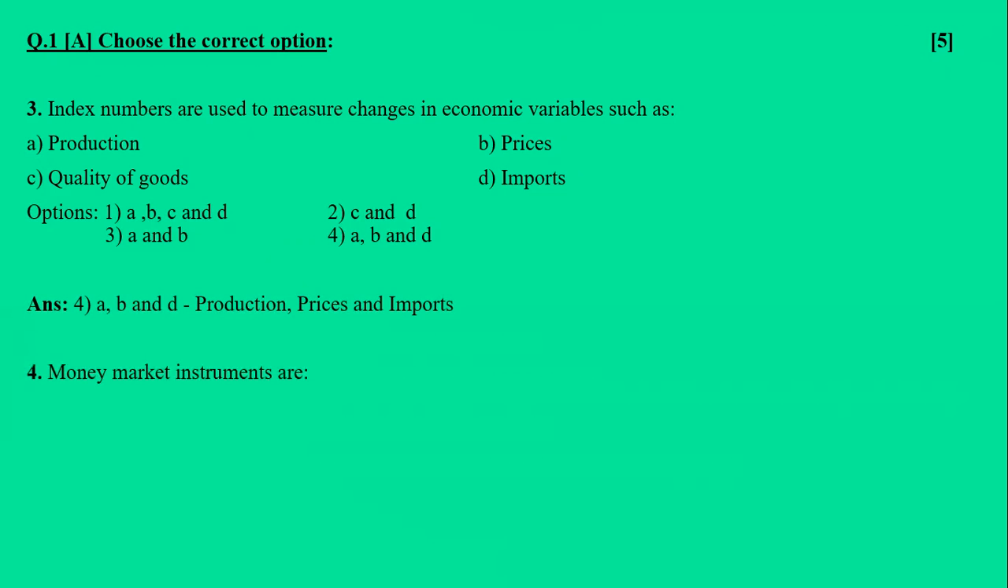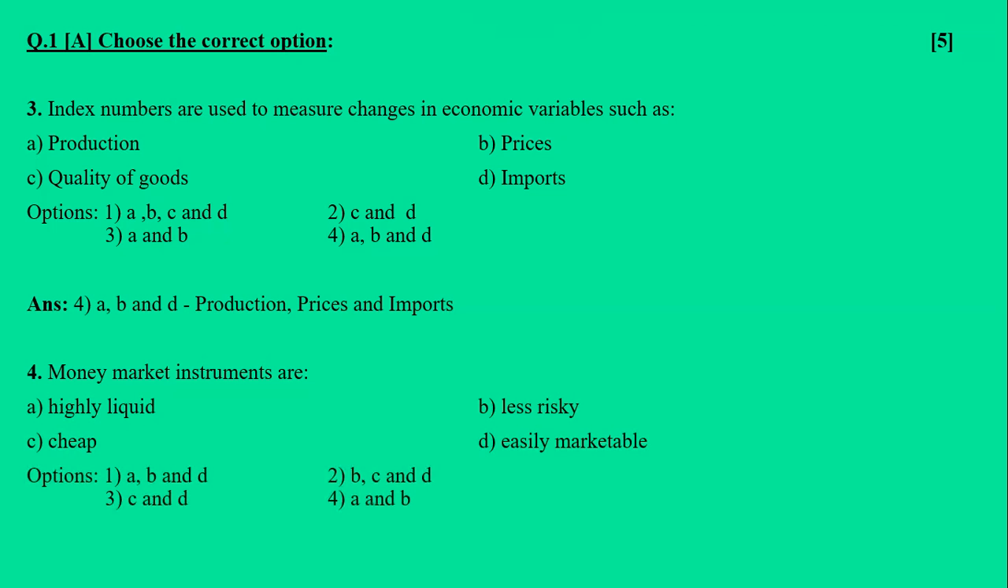Now, first statement. Money market instruments are A, highly liquid, B, less risky, C, cheap, and D, easily marketable. So the options: 1, A, B, and D. Number 2, B, C, and D. Number 3, C and D. And number 4, A and B. What is the perfect answer? Option number 1, A, B and D, means highly liquid, less risky, and easily marketable.